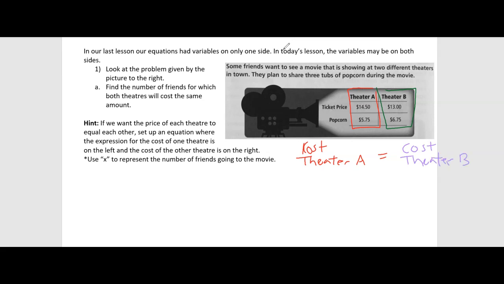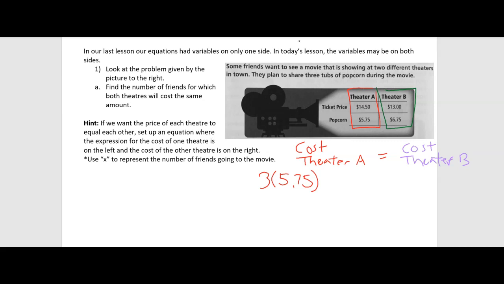So now we just have to figure out what is the cost of a certain number of people going to theater A. Well, we know that they're going to buy 3 tubs of popcorn regardless, right? So we can do 3 times the amount of 1 tub, so 3 times 5.75. That's the cost of the popcorn, right? Then we have the cost of the tickets.